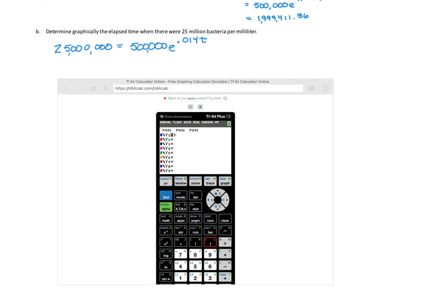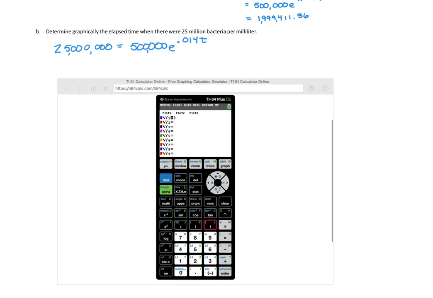For the first one, I'm going to go ahead and put in my 500,000 E, which is right above my LN, and I'm going to go 0.014x and press enter. The second one, I'm going to put in 25 million. And then I do want to go ahead and go to my window.